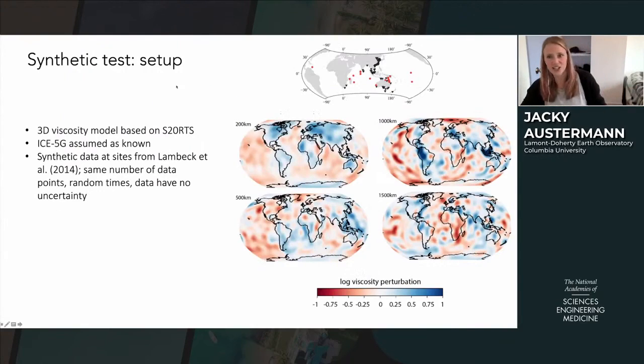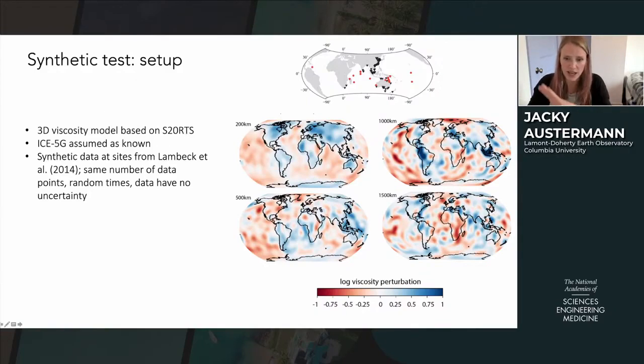So the synthetic test here is that we're going to use the same database that I showed you earlier from this Lambeck paper. So this is the geographic range of where we have sea level observations. And we're going to set up a known 3D viscosity structure of the Earth. And we then produce data with this known 3D viscosity structure. And then we use the data to back out and infer what the viscosity variability was and compare how close we got to the known structure, right? So this is all synthetic, no real data in here.